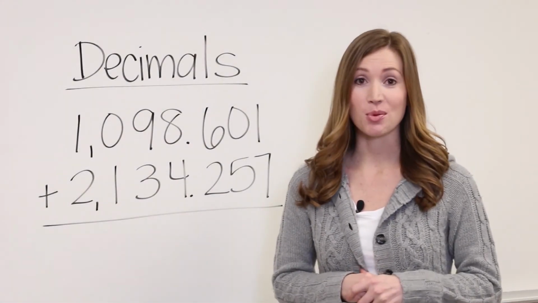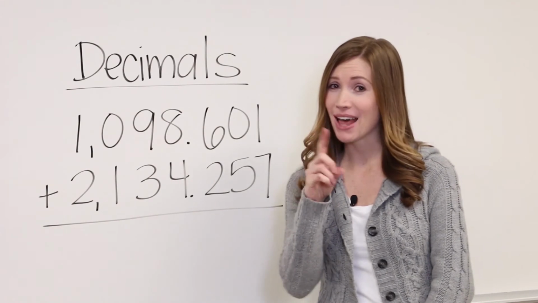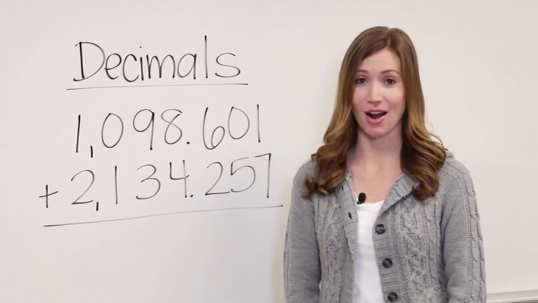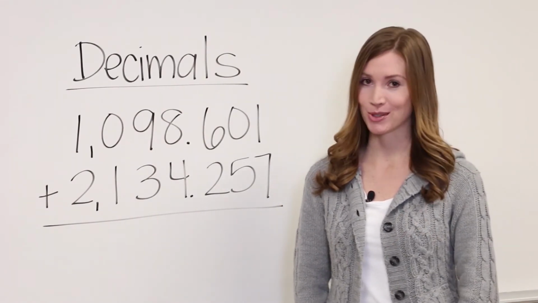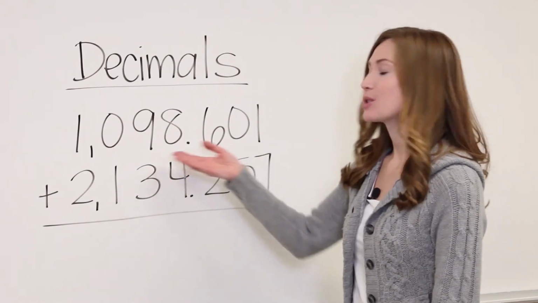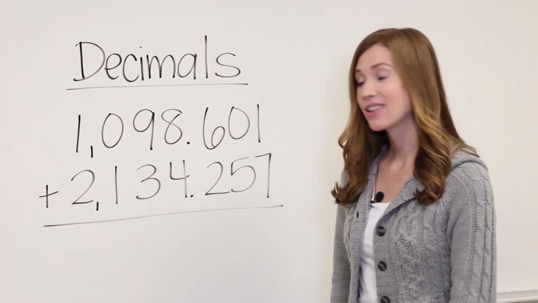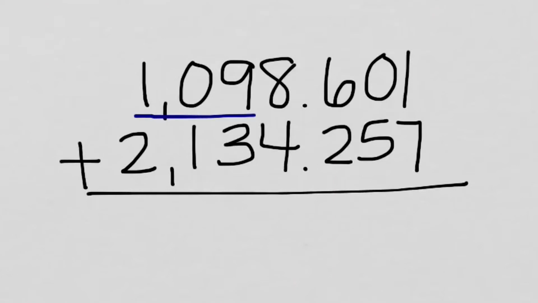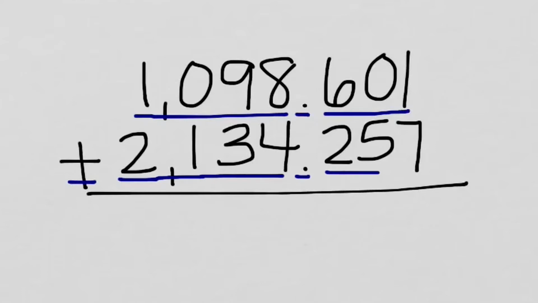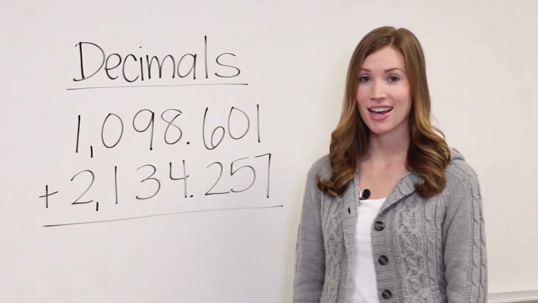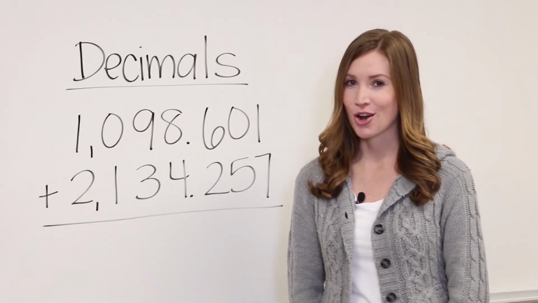Congratulations, you've made it to problem 4. There's only one problem left, and then the bonus word problem with Roxy. Hang in there, we're almost done. Read the problem to yourself as I read it aloud. 1,098 and 601 thousandths plus 2,134 and 257 thousandths. Go ahead and try this problem on your own.